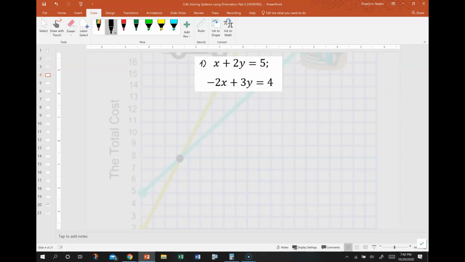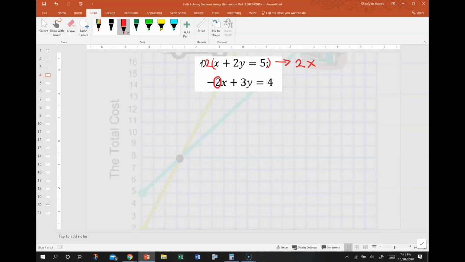So right here, let's go ahead and try this one. Notice everything lines up. X's line up with X's, Y's line up with Y's, equals, and numbers line up with numbers. Beautiful. The only problem is they don't match on any of the numbers. So if I want them to match, let's say I want to get rid of my X's. I'm going to take the number in front of the X on the bottom, and I'm going to multiply that through on the one on the top.